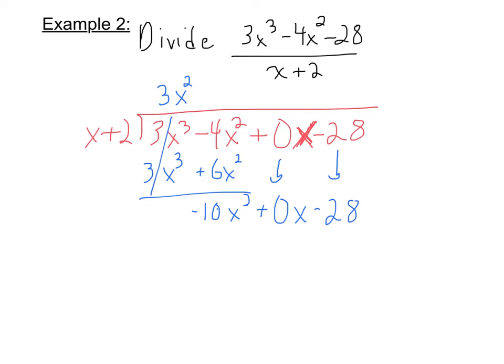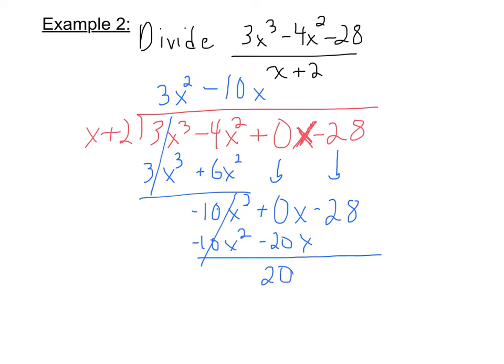Now I'm ready to perform the second step. And we have our x times what gives us negative 10x squared. And that will be minus 10x. Perform the multiplication. We have minus 10x squared. And then we have minus 20x. Perform the subtraction. See how bringing down the minus 28 doesn't change anything, because we're going to bring it down regardless. If you subtract 0 from it, it's still there. These add to 0. And we have positive 20x here and minus 28.